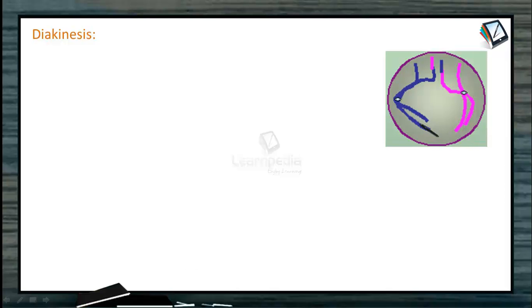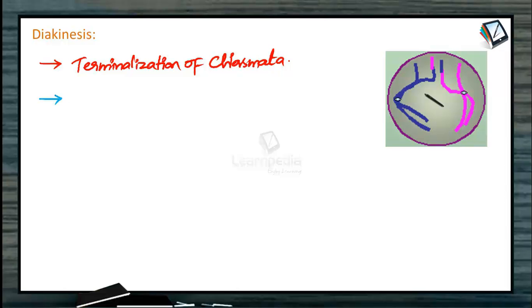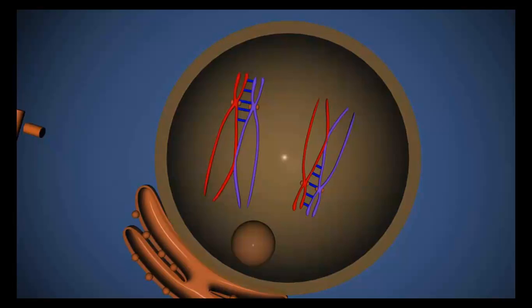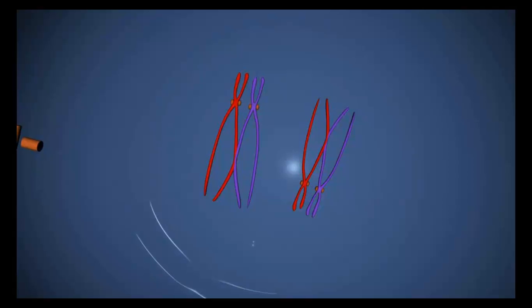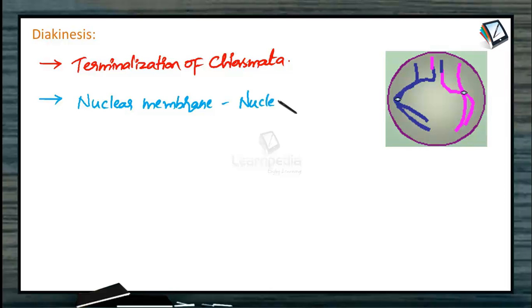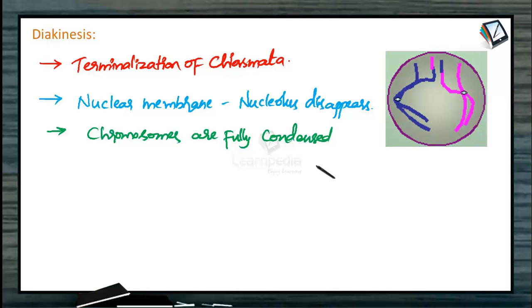Next, diakinesis. Now see the diagram. In diakinesis, the chiasmata move towards the terminal point. Terminalization of chiasmata is the first change. Second change: the nuclear membrane gradually degenerates. The nucleolus also disappears because it is the end of prophase 1. Nuclear membrane and nucleolus disappear. Chromosomes are fully condensed. Here the terminalization is clearly seen.